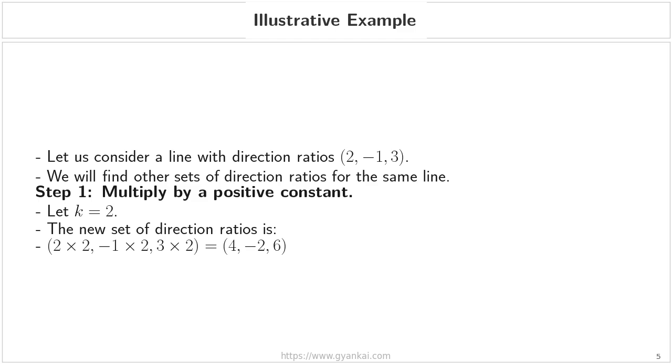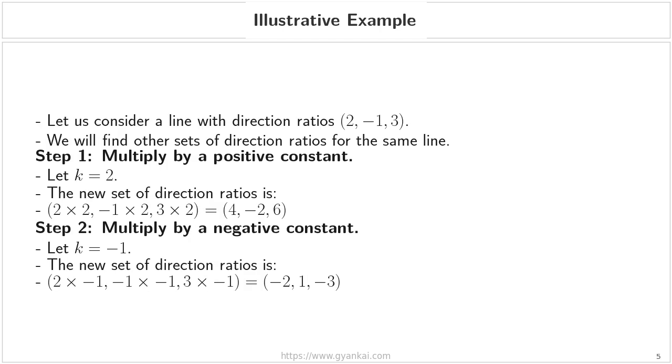If we choose k equals 2, we simply multiply each component of our original set by 2. This gives us 2 times 2, -1 times 2, and 3 times 2, which results in a new set of direction ratios, 4, -2, and 6. Notice how the numbers have grown, but the orientation remains unchanged.